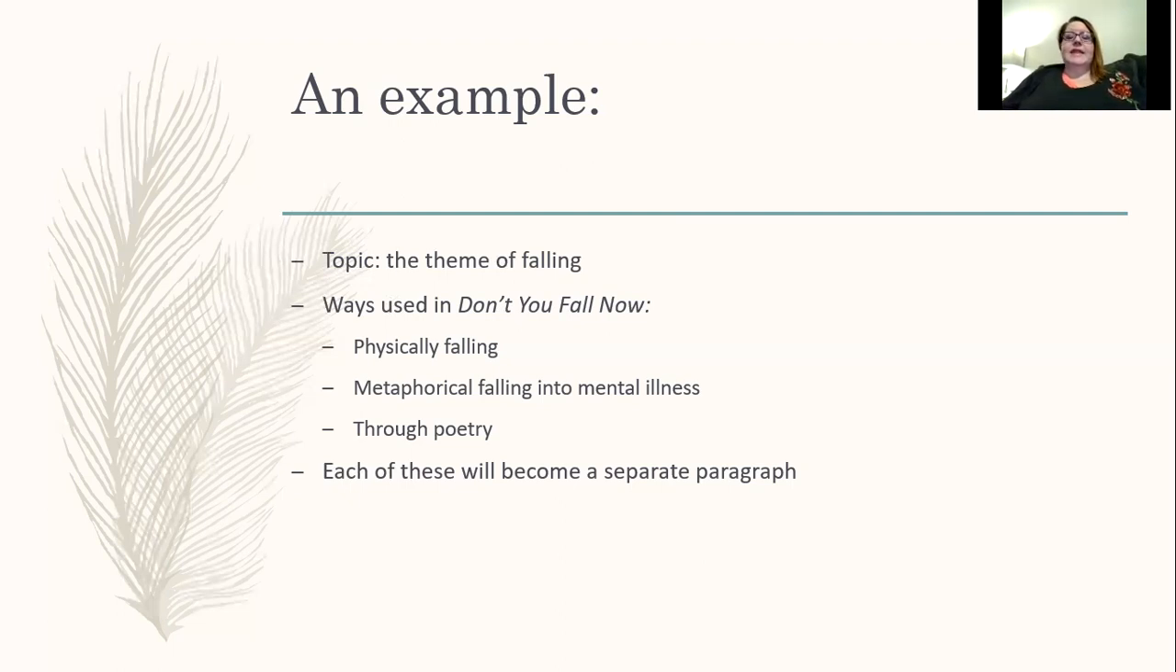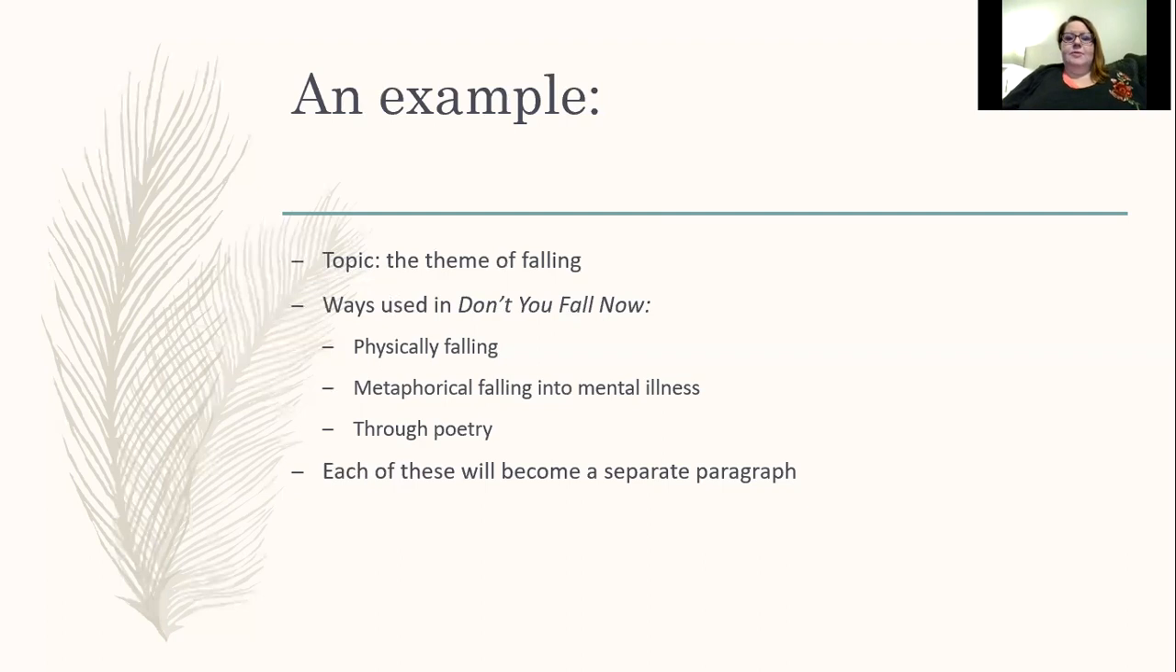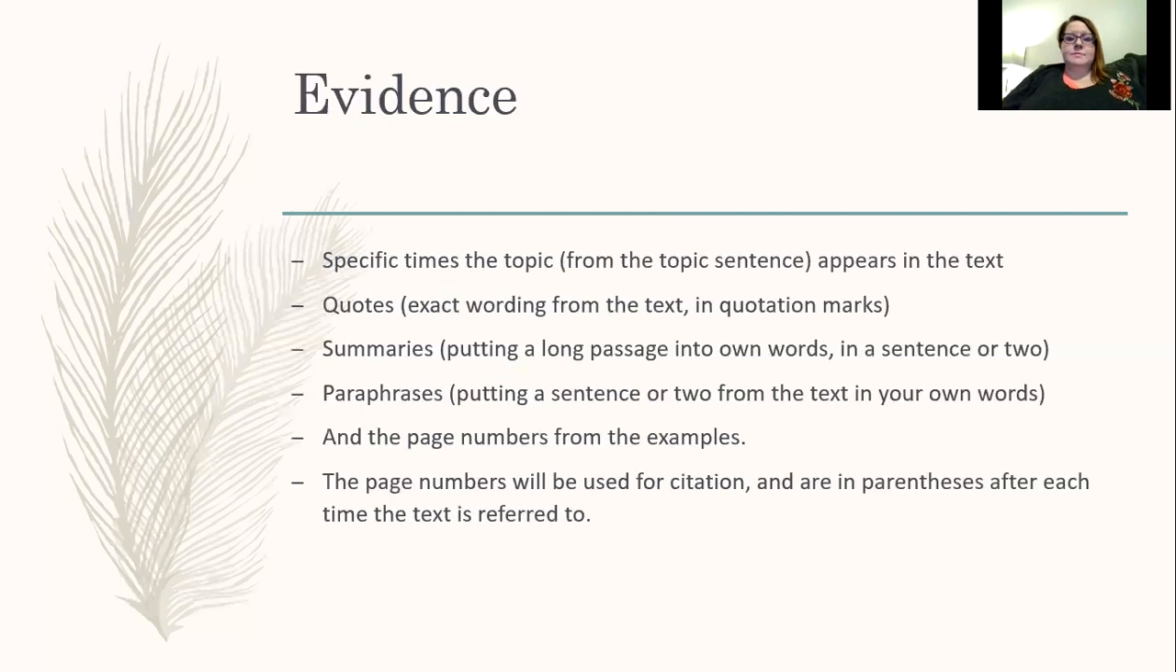I'll make that list and then I'll decide that in my paper, I want to talk about physically falling, metaphorical falling, and then falling is brought about through poetry. And each of those then will become its own paragraph. And with each of that paragraph, I'll have a topic sentence. And we'll look at an example of a paragraph that has all of these.